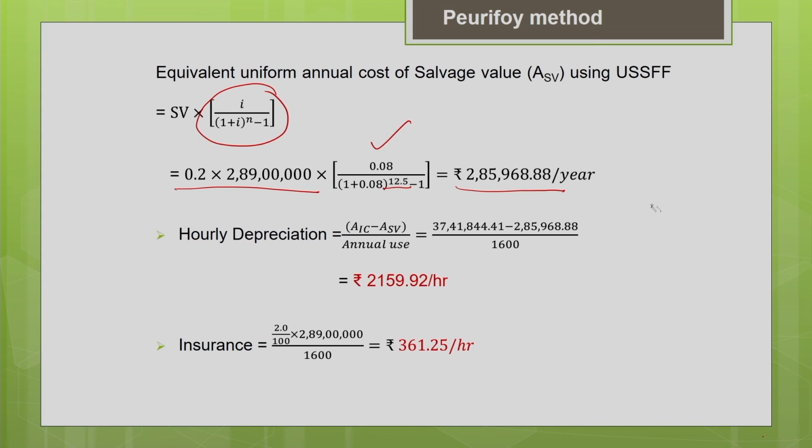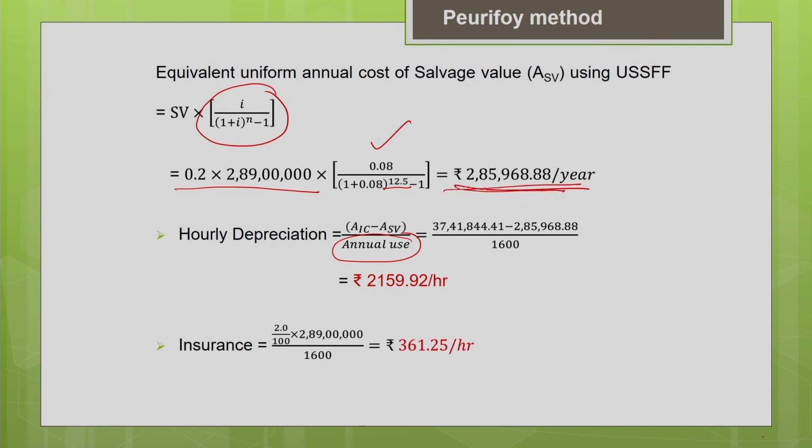Now you can calculate the hourly depreciation. Hourly depreciation is nothing but the difference between the initial cost and the salvage value, which you divide by the annual use of the machine in hours, so that I can get the hourly depreciation directly. So your annualized initial cost is 37,41,844.41 minus your salvage value.